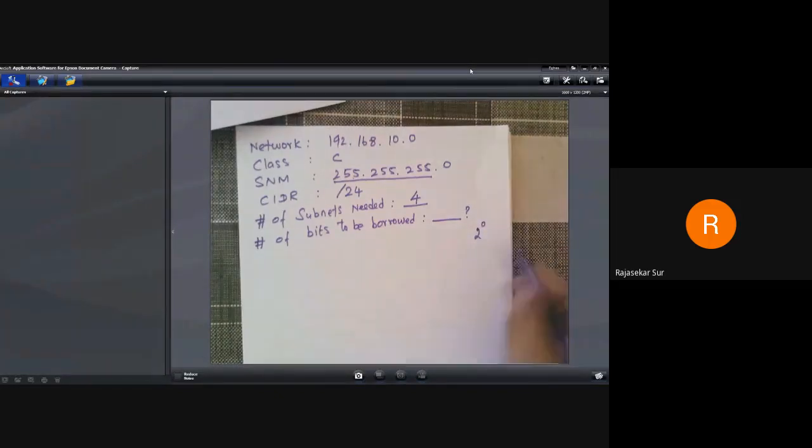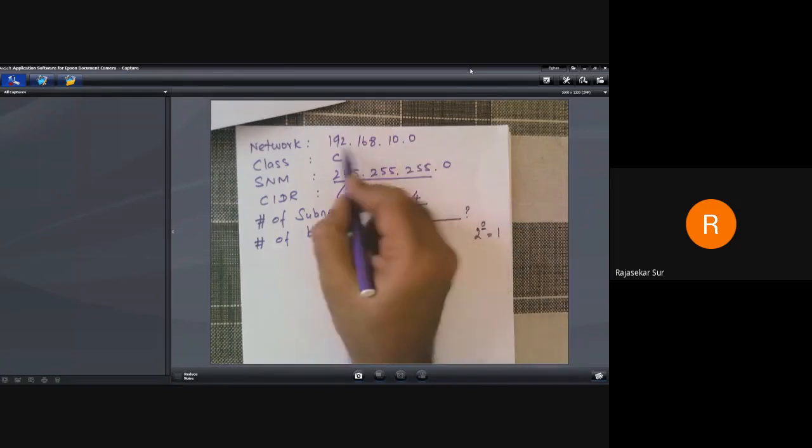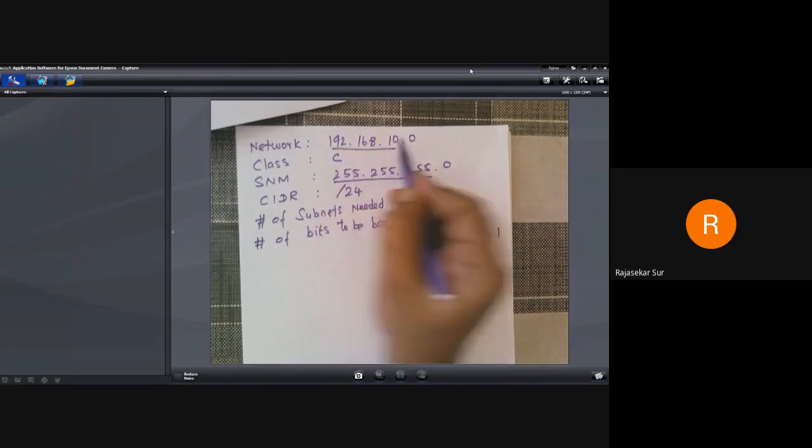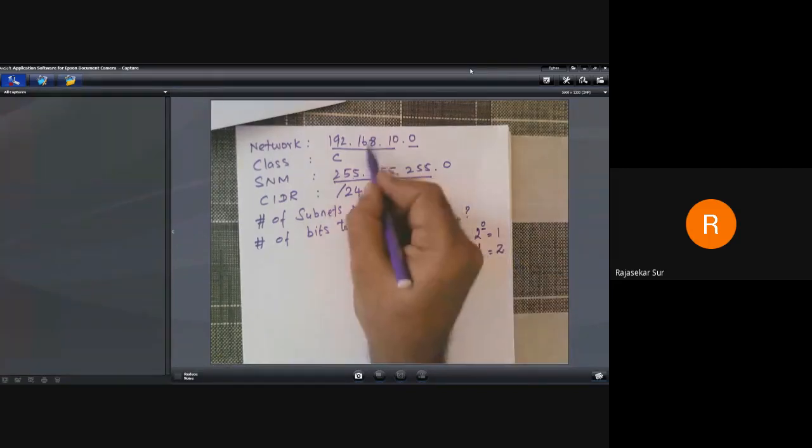That means if you are not borrowing any bit, you can have only one network. We are not borrowing anything. This is going to be the network and this is going to be the host. If you borrow 1 bit from the host, you can have 2 subnets. You can divide this into 2.